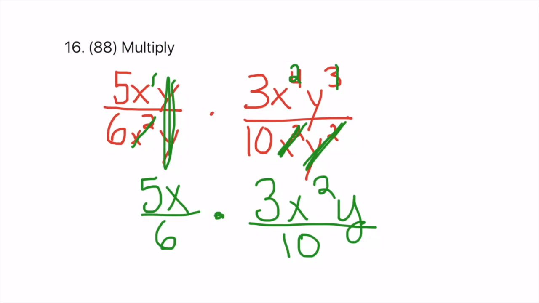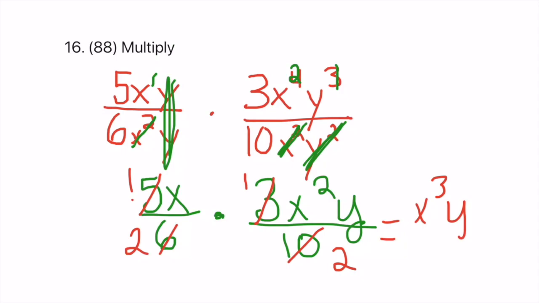Now we could even cross reduce now. So look at the 5 here and the 10 on the bottom. 5 goes into 5 once, 5 goes into 10 twice. Then we can reduce the 3 and the 6. That's a 1 and that's a 2. So all said and done, now we can multiply across. We have x times x squared, which is x to the third, y. On the bottom, we have 2 times 2, which would be 4. So we have x cubed y over 4.